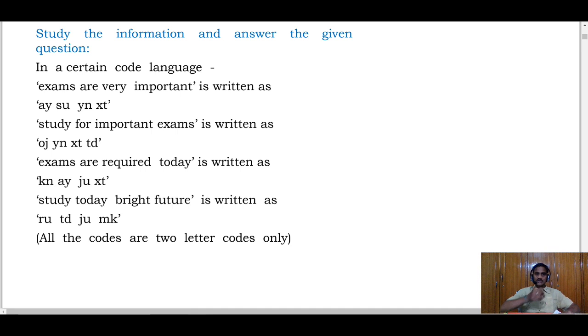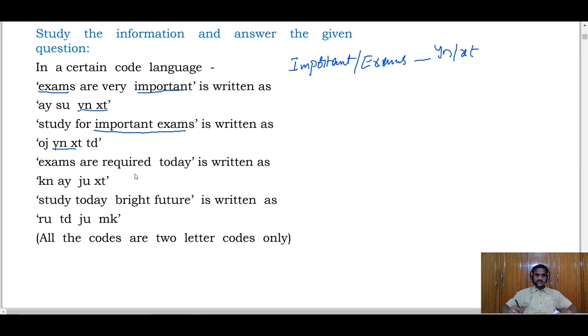In a certain code language, "exams are very important" is written as AYSU YNXT, and "study for important exams" is written as OZTD YNXT. What are the words that are common? Important and exams are common. Then tell me what are the codes that are common. YN and XT.